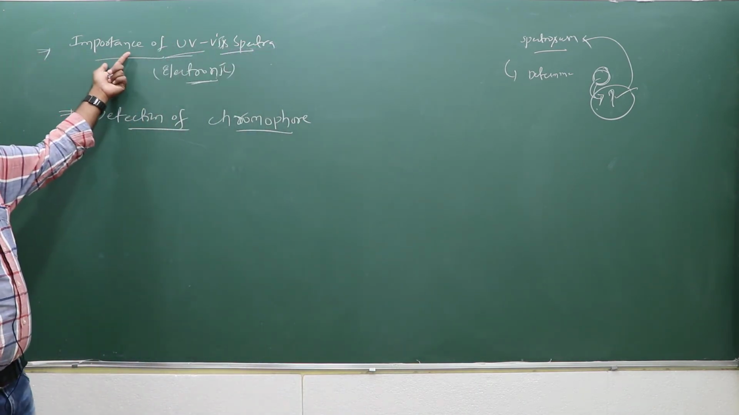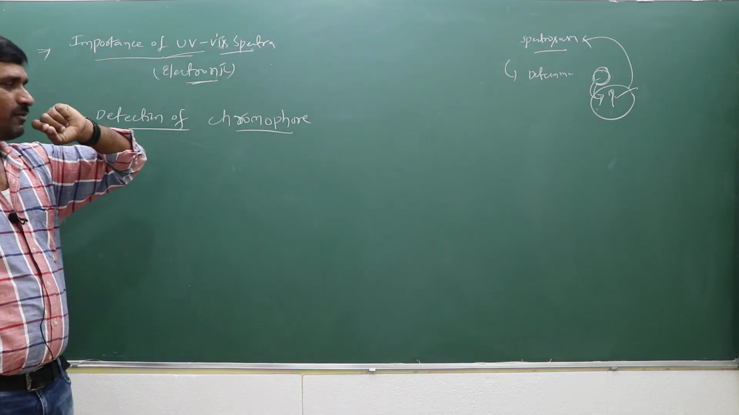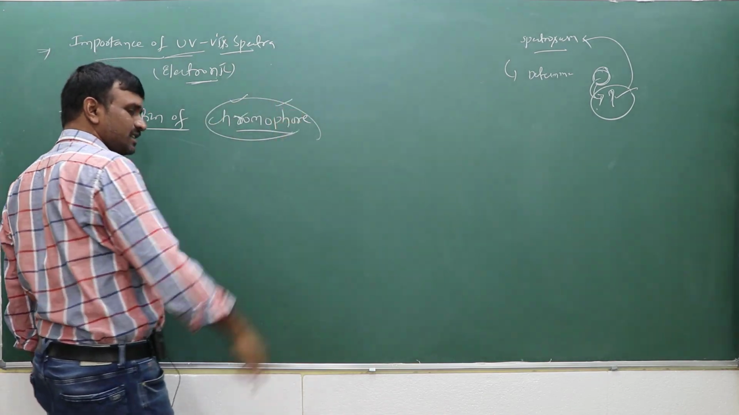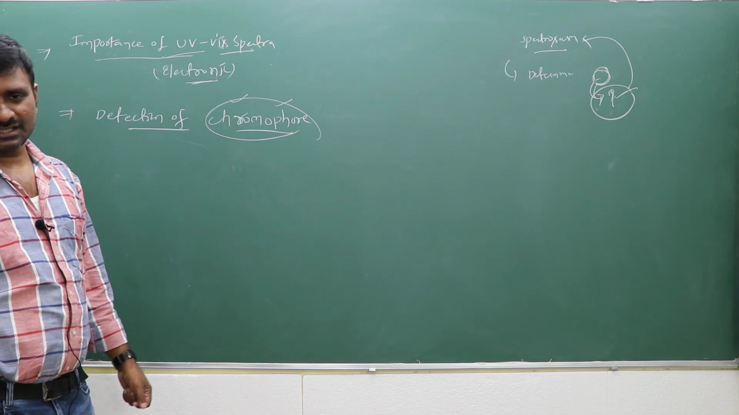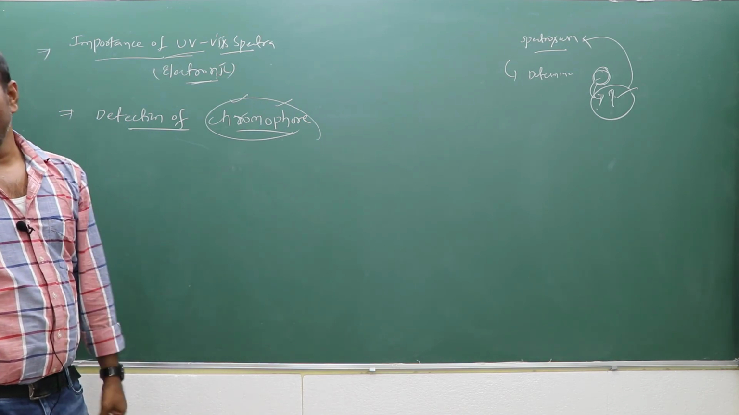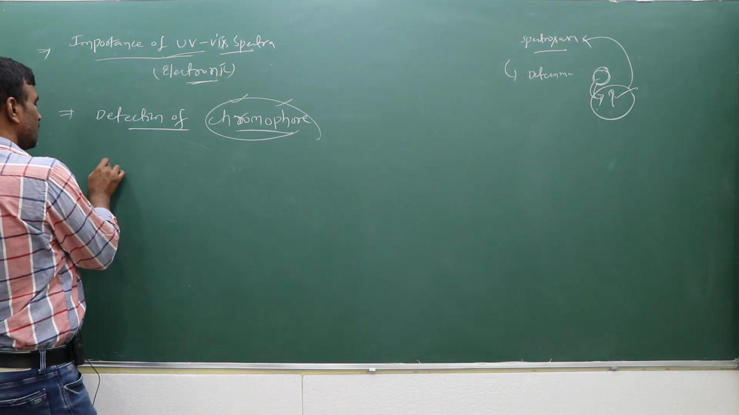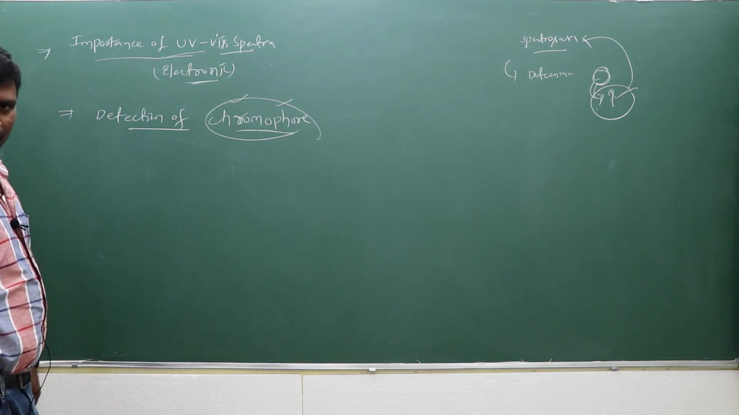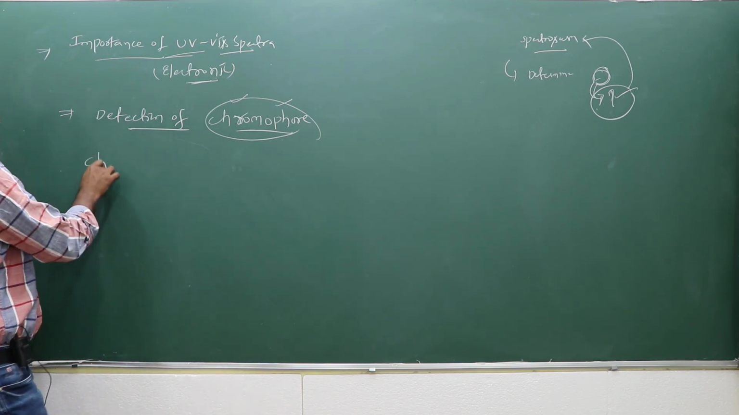Similarly, UV visible spectroscopy gives the detection of the chromophores. How is this detection done? By depending upon the lambda maximum, that means the UV visible band positions. So that is the detection of the chromophore. But what is a chromophore?